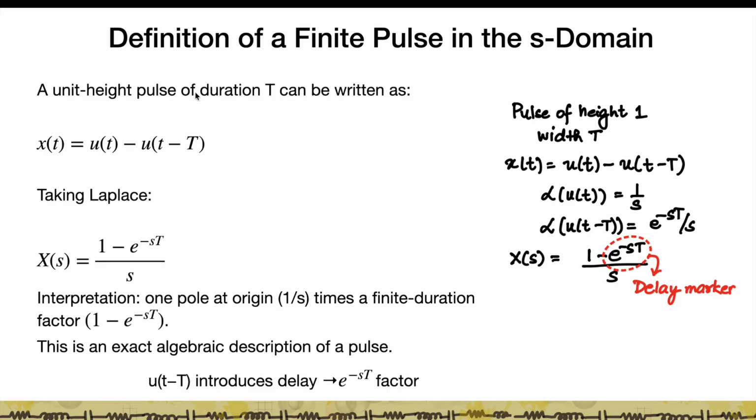So when you take the Laplace of the signal, you get (1 minus e to the power minus sT) by s. This is not an approximation. It's exact, and it gives you a powerful viewpoint. A pulse is a step factor multiplied by a finite duration factor, which is 1 minus e to the power minus sT. You can already predict that it has a step-like low-frequency emphasis and also a second event at time capital T.